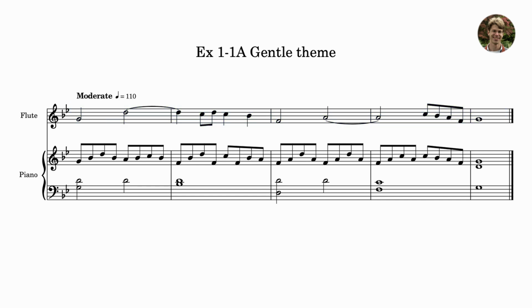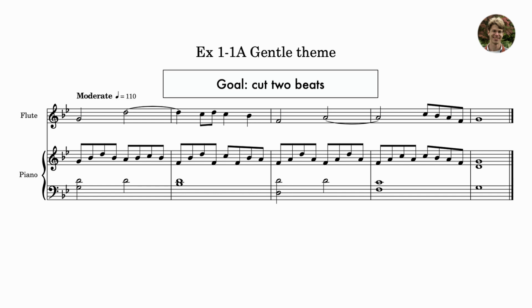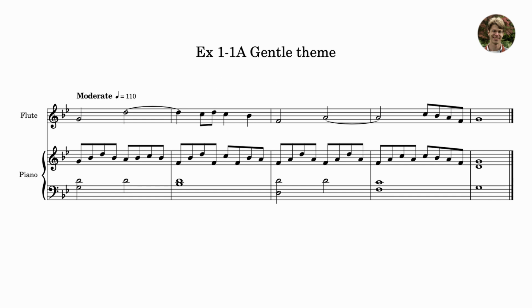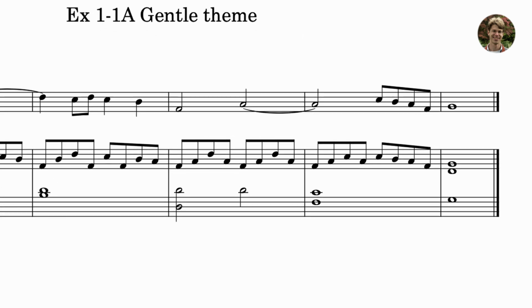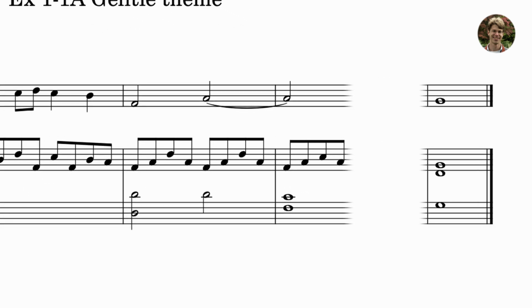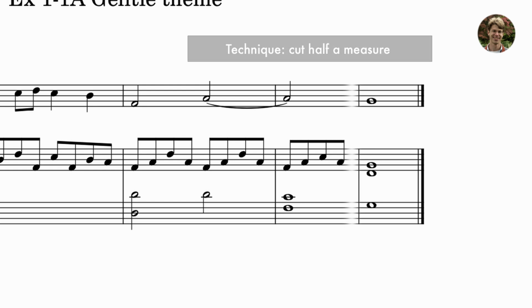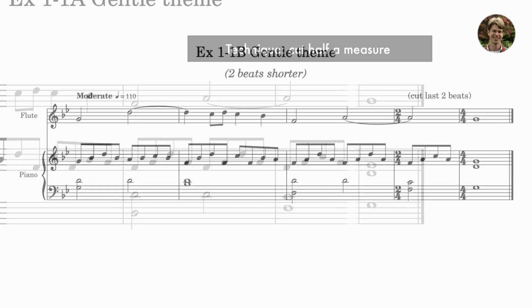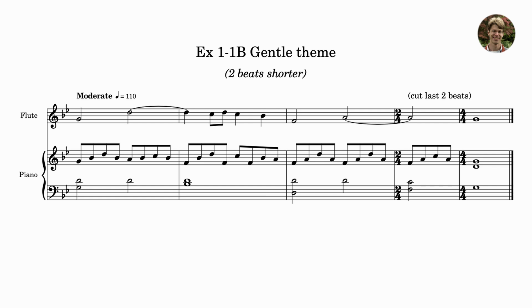Now, getting back to our example with the film, suppose we need to shorten this by 2 beats in order to fit the length of the film. How do we do that? Well, there are a number of ways. The easiest thing would be to cut off the end right before the resolution to G. So we're chopping off half a measure. That is example 11b. Let's take a listen to it.